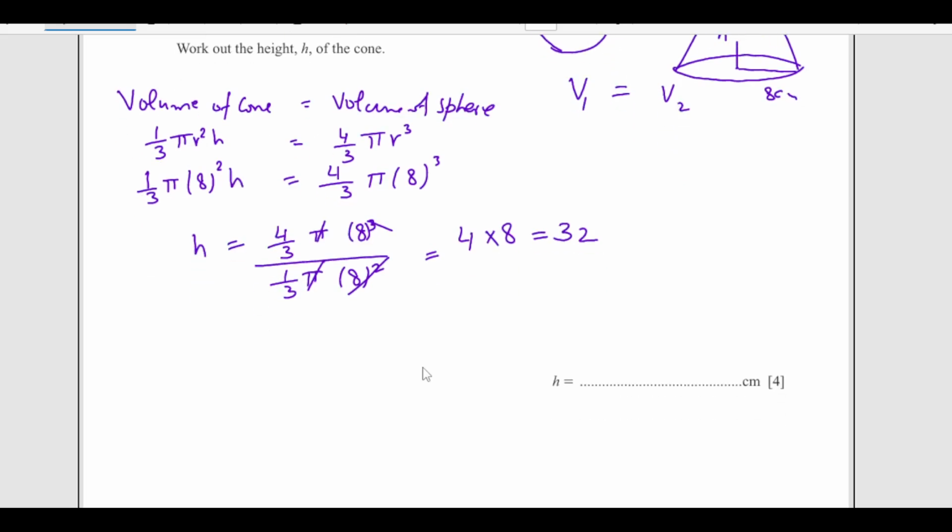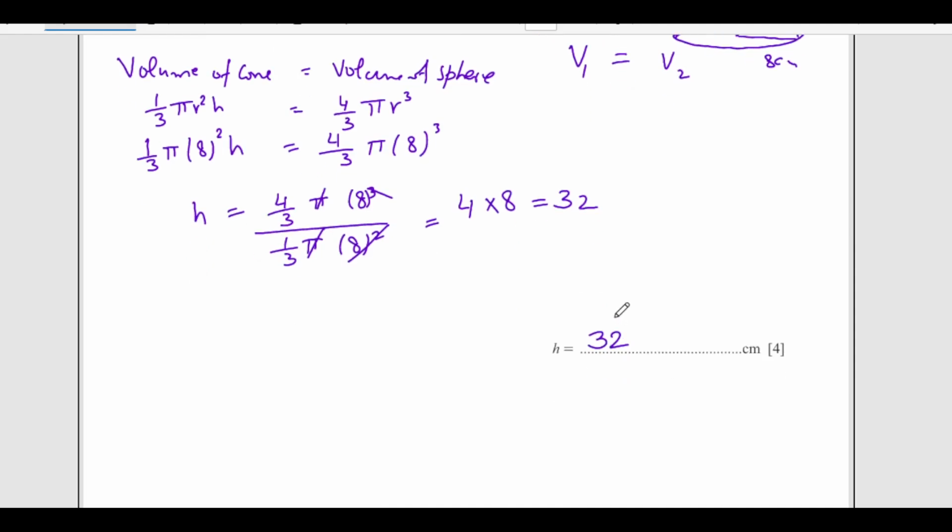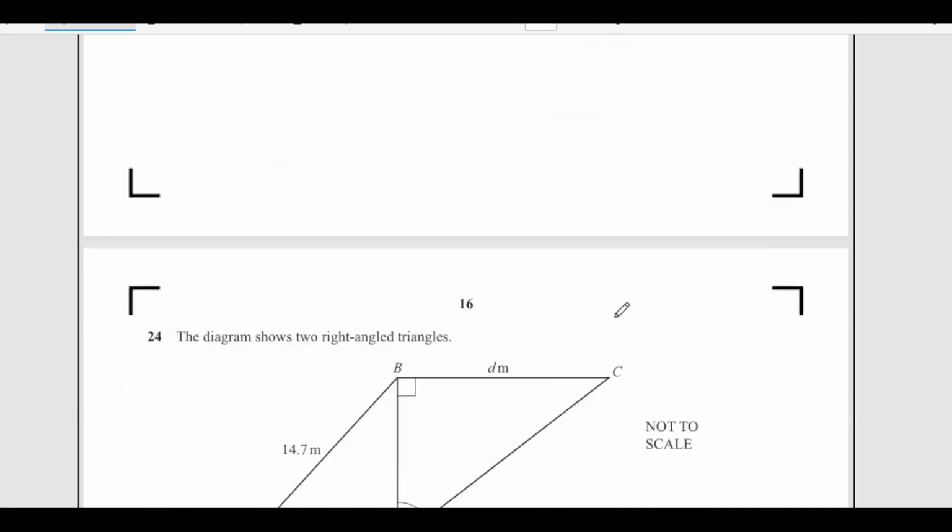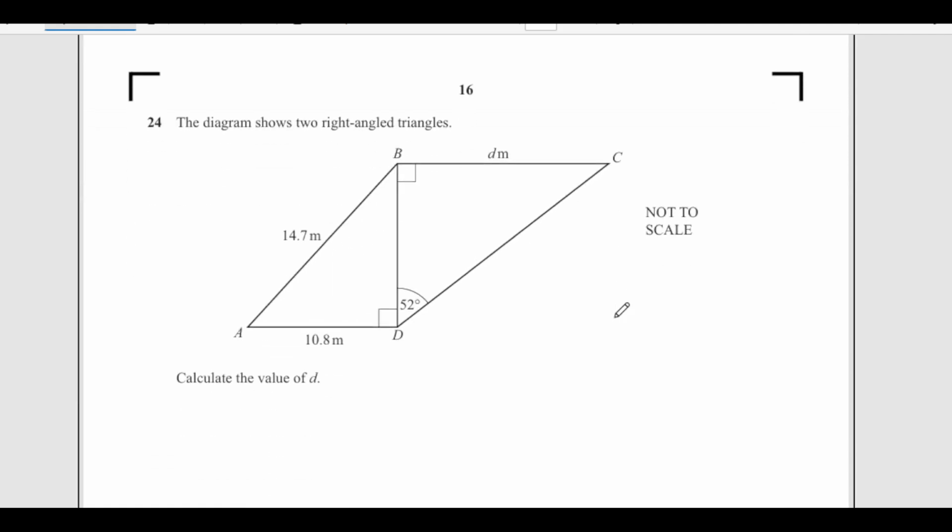So this is a 4 marks question. Be careful while doing this to avoid unnecessary mistakes, which will result in losing certain marks.